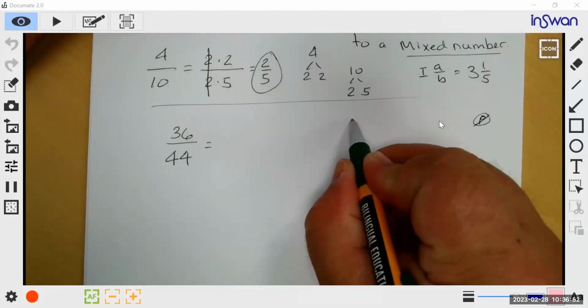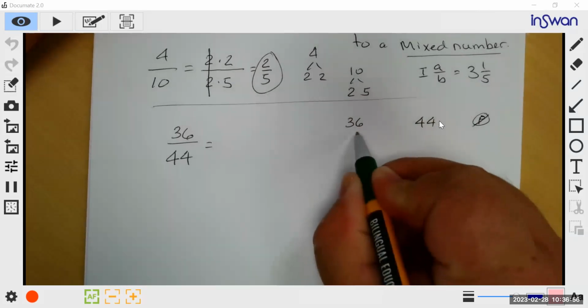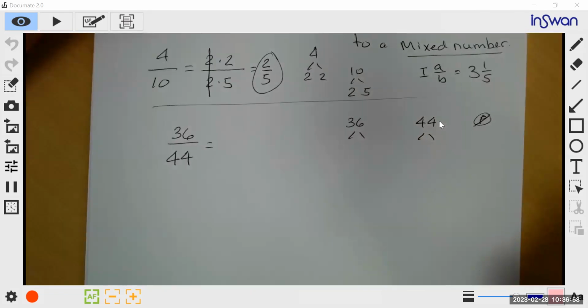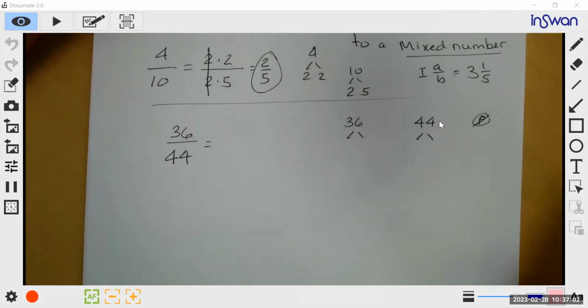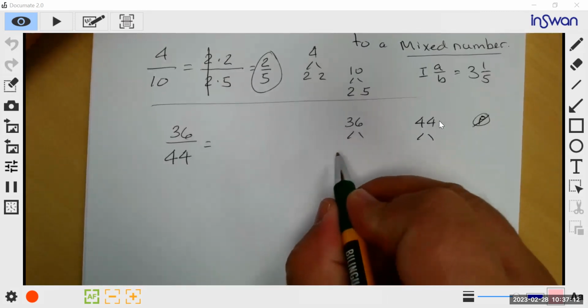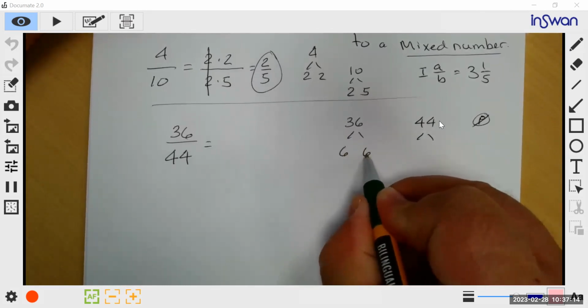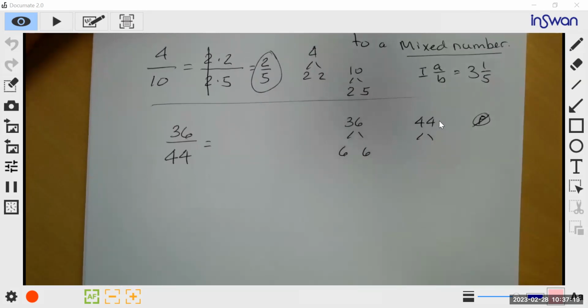We'd first start by factoring 36 and 44. What is 36 made up of? What two numbers multiplied to give you 36? 6 times 6. That's the easiest one. Or you can do 2 times 18, but 6 times 6 is the easiest for 36.